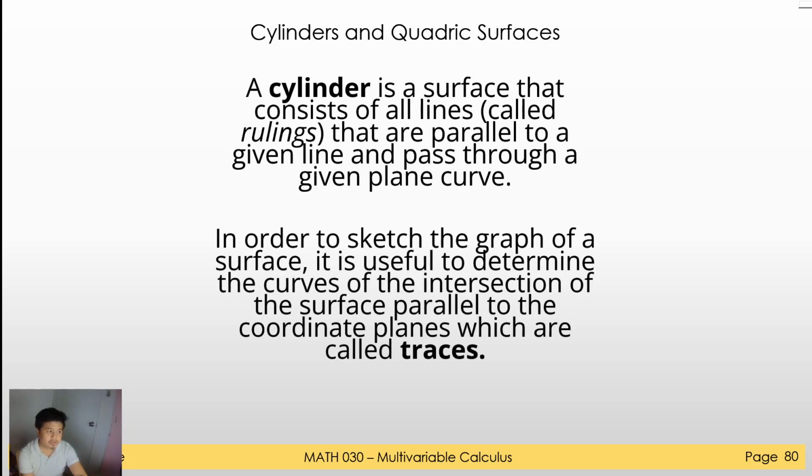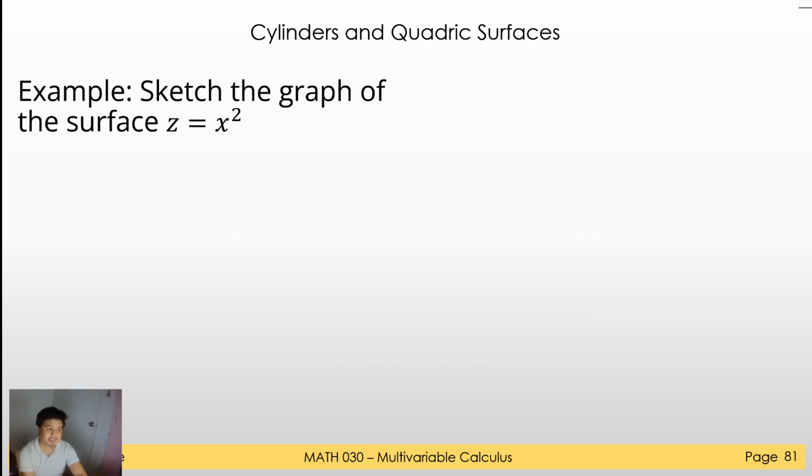In order to graph these cylinder surfaces, and a cylinder is not just a cylinder as you know it, we will see this later. To be able to graph surfaces, we need to find the intersections with planes, which are called traces. Let's say, for example, we have the function z equals x squared in space. How do we graph that?